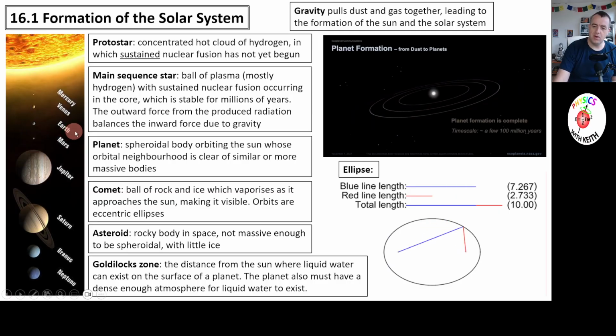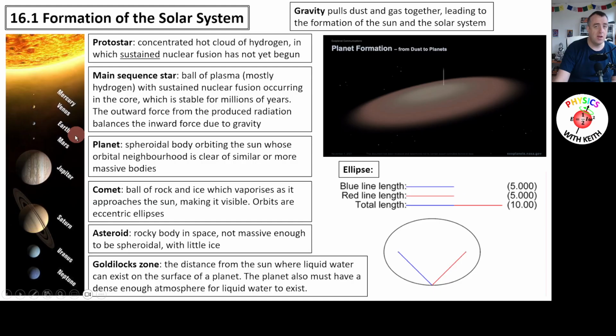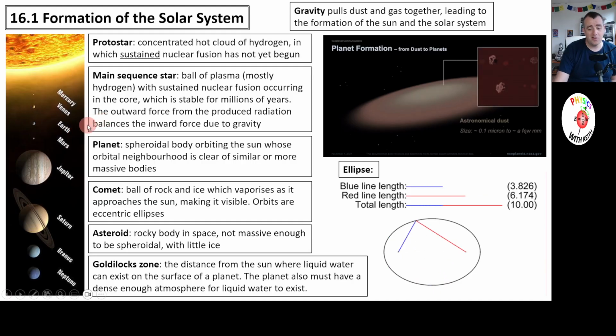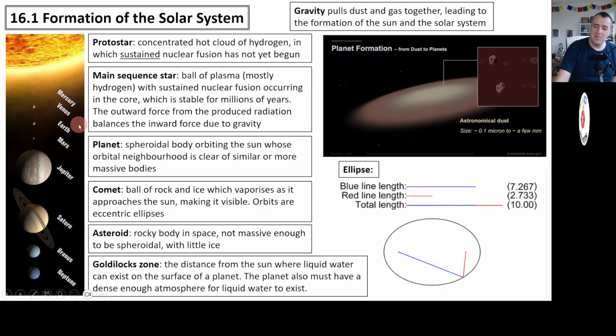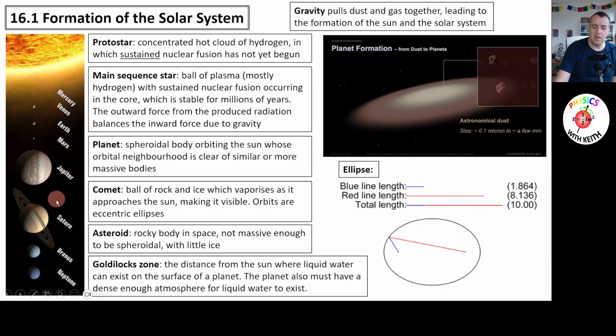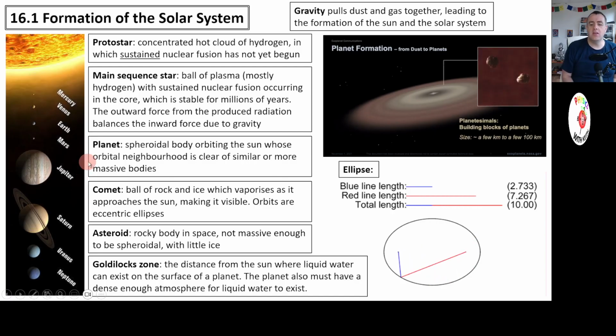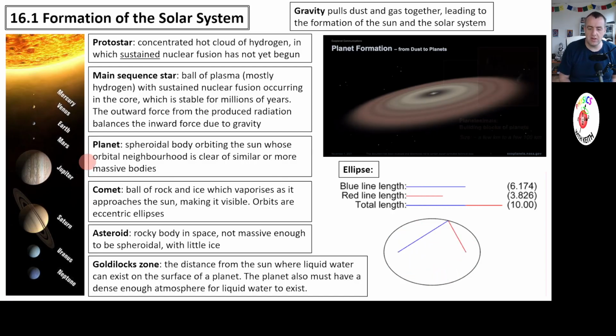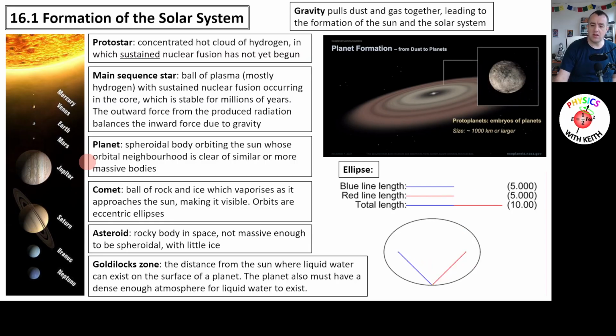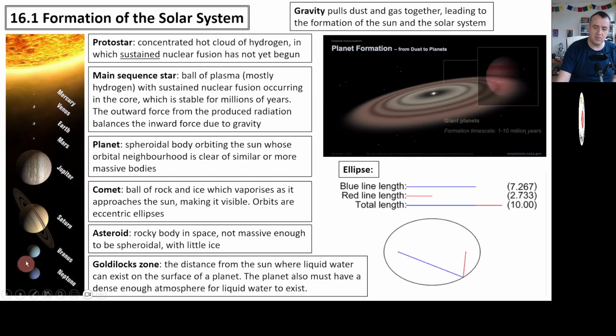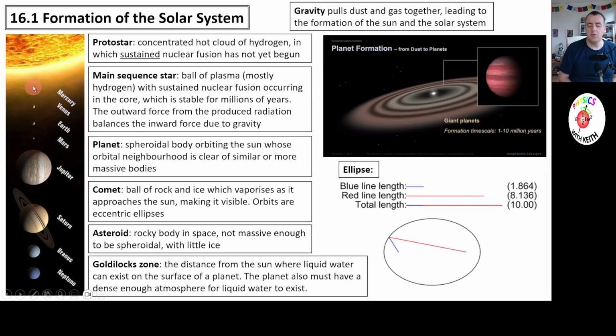Jury's out about life on Mars. At the time of recording this, there is no evidence of life on Mars, but, you know, things change. Then we go further out and we have our gas giants, Jupiter and Saturn. Saturn is notable for having those beautiful ring systems. And then we have our ice giants. They used to be counted as gas giants as well, but they're ice giants. They're about the same size as each other, Uranus and Neptune.